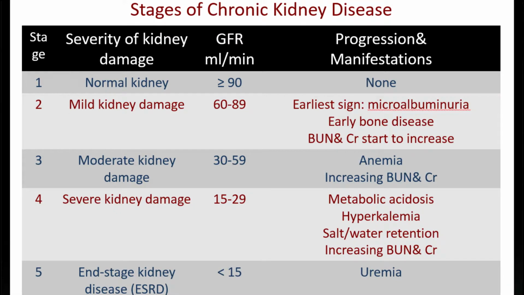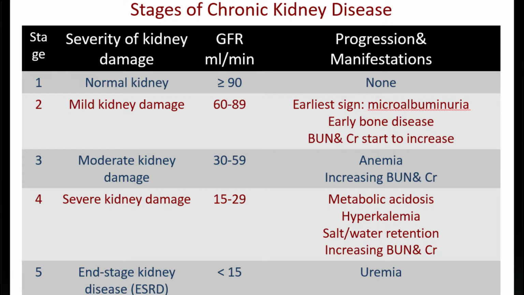So this table summarizes the stages of chronic kidney disease. Stage 1, this is the normal kidney. The normal kidney will always have a 3-digit GFR figure, usually higher than 100. But nephrologists are just satisfied with a GFR more than 90. So if your GFR is more than 90, you have no problem, you have a normal kidney, that's stage 1.